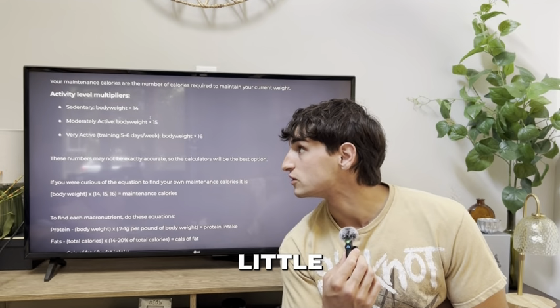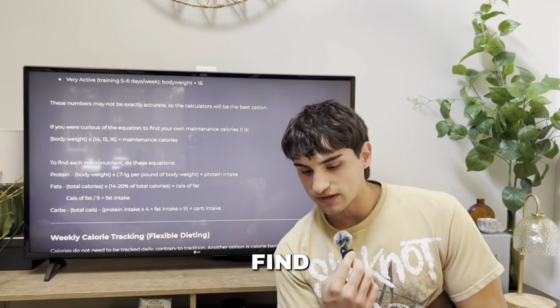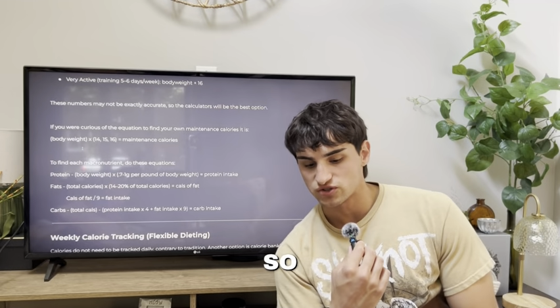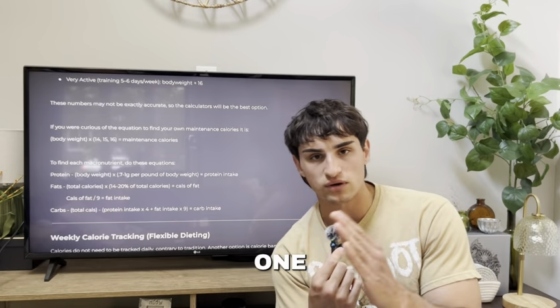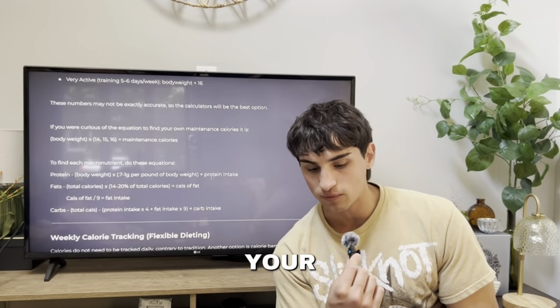If this is a little bit confusing, to find each macronutrient, do these equations. Protein would be body weight times 0.7 to 1 gram per pound. You can pick one of those or somewhere in between. That will be your protein intake.